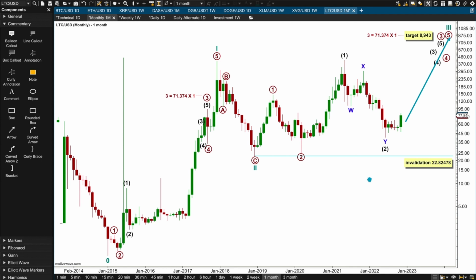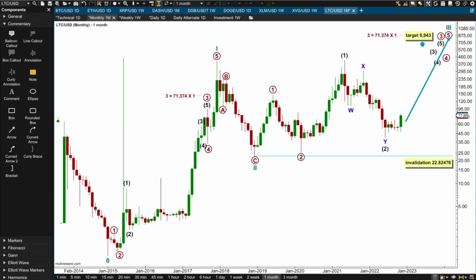And so this wave count for Litecoin is really bullish. It sees a third wave at 3 very large degrees, intermediate and primary and cycle. My targets are highly provisional for all of my cryptocurrency analysis. Within cycle wave 1, primary wave 3 was 71.374 the length of primary wave 1. If we see that same relationship between primary 3 and primary 1 within cycle 3, then a reasonable target would be 8,943.